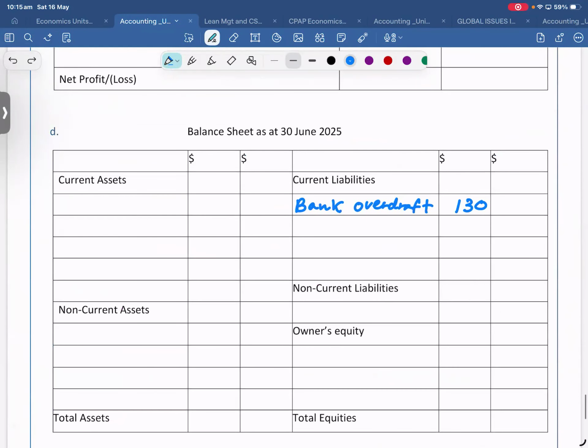Yes, so please write in the second line of the current assets. I'll tell you why. You can say inventory of materials, 3,000.